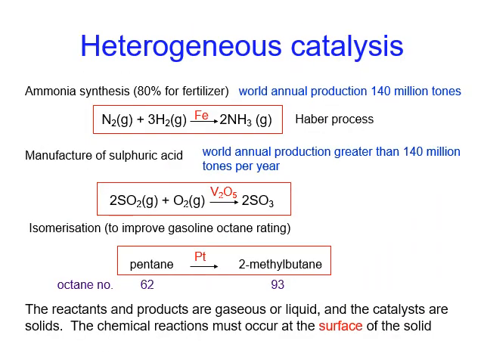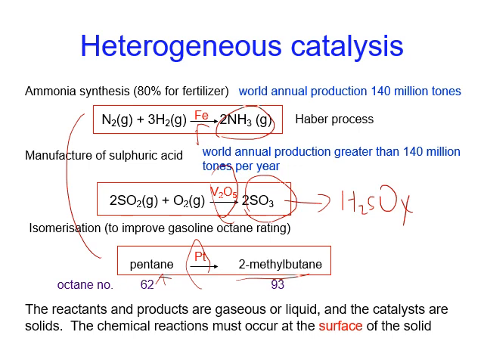Here are some examples of heterogeneous catalysis. The synthesis of ammonia using iron as the catalyst. The synthesis of sulfur trioxide, which is used to make sulfuric acid, uses vanadium oxide as the catalyst. And the isomerization of pentane to 2-methylbutane uses platinum as the catalyst. In all these reactions, the catalyst is a solid, and therefore the chemical reaction must occur on the surface of the solid. And the surface area is a very important parameter in heterogeneous catalysis.